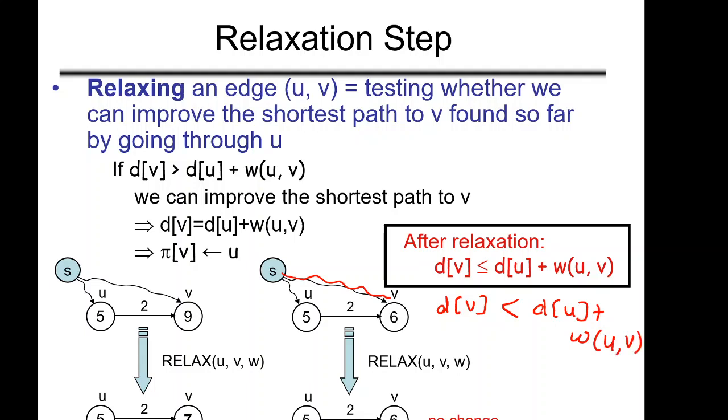Agreed. And in the first case, where it is greater, we will make it equal. So after relaxing edge uv, we have this relationship: d of v is either less than or equal to. It cannot be greater than that. Why can it not be greater? Because if it is greater than this, then we will definitely relax it, we will make it equal basically.